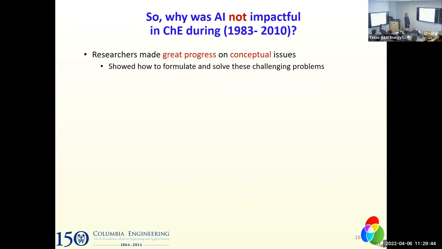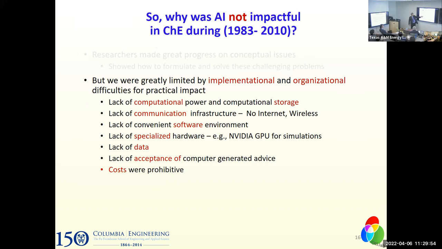So if all those things happened, how come we didn't hear about any of these things, and all the excitement that we hear now about AI? Well, largely because they didn't scale well. These were all research prototype demonstrations. Except for a few exceptions here and there, for industrial applications the implementational and organizational challenges were just too difficult to surmount. And that was mainly because of the lack of computational power and computational storage. There was no internet in the early years; 1995 is typically when people say the internet arrived. And then there was no communication infrastructure.